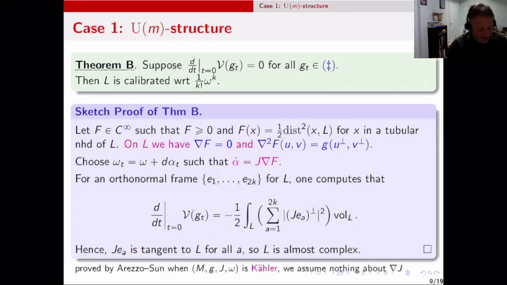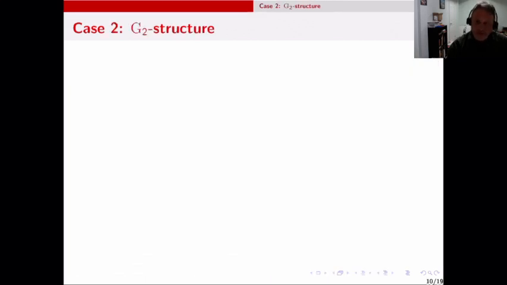Again, this converse, theorem B, was originally proved by Arezzo and Sun when the manifold is Kähler. But we didn't have to assume anything about the torsion. It's still true no matter what happens with the torsion. So that was theorem B in the UM case. We're going to move on to the G2 case next. This is another good place to stop and continue in video number 3.